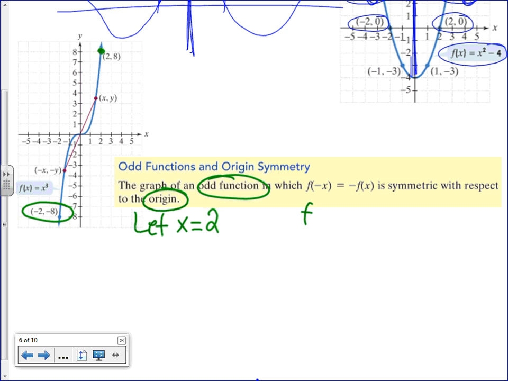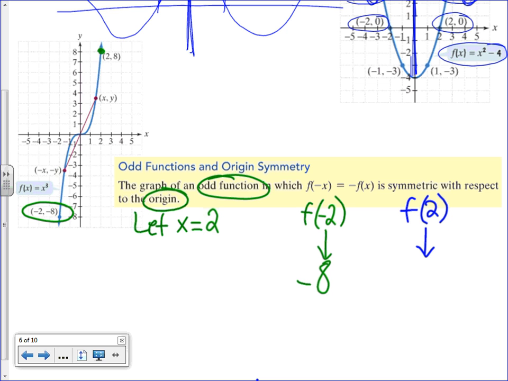So we're going to find f of negative 2. What is f of negative 2, Yvette? Negative 8. Negative 8, very good. Okay, and now for this one, let's ignore this negative first. Let's just find f of 2. What is f of 2? 8. Emily, what is f of 2?